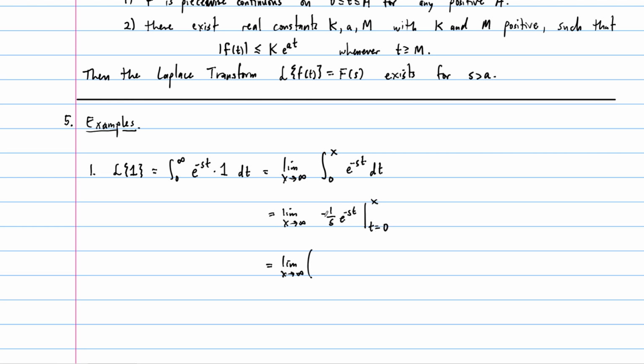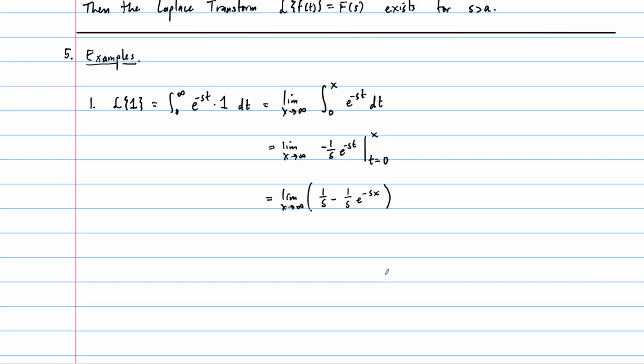Well, because of this minus sign, I'm going to switch the order here. I'm going to plug in this one first and then subtract this one and then change the minus sign. So what we end up with is when t is 0, this is just 1, right? So this ends up being 1 over s minus 1 over s e to the minus s times x.